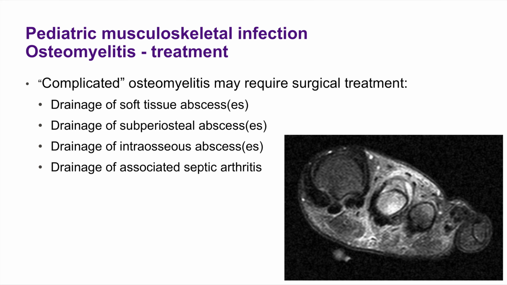Complicated osteomyelitis may require surgical treatment for drainage of abscesses in the soft tissues, subperiosteally or intraosseous abscesses, and also for drainage of associated septic arthritis. You can see depicted here is a subperiosteal abscess of the metatarsal, so there's involvement of the bone with osteomyelitis, and then a big collection of pus, which is elevating the periosteum away from the bone, which requires surgical drainage for treatment.